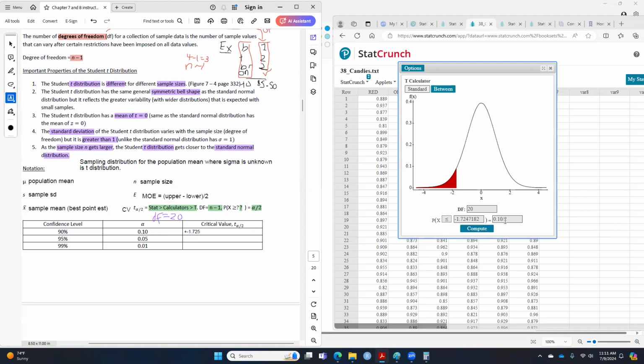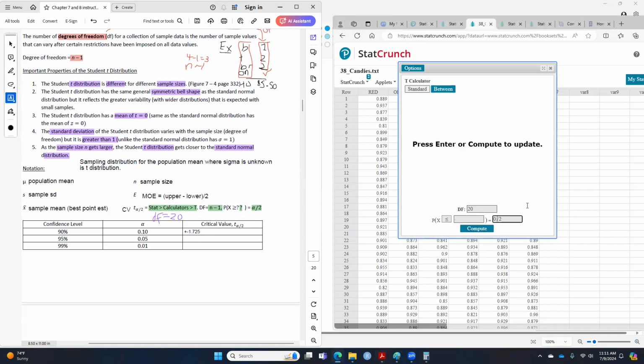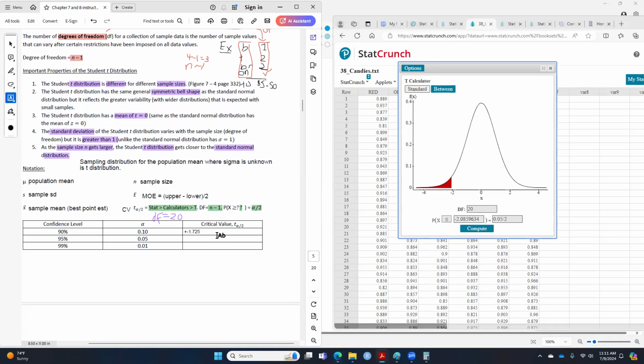For a 95% confidence level, you use 0.05 divided by 2. Your alpha is 5%. That will give me plus minus... where was that? Sorry.